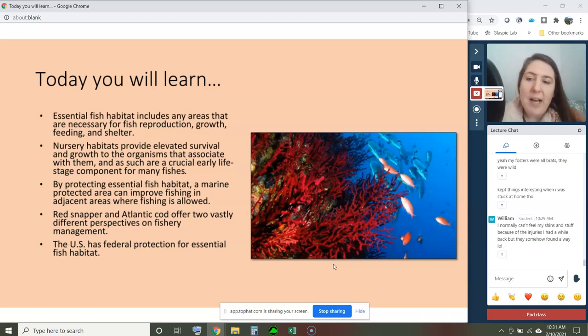The learning goals for today are essential fish habitat includes any areas that are necessary for fish reproduction, growth, feeding, and shelter. Nursery habitats provide elevated survival and growth to organisms associated with them and are a crucial early life stage component for many fishes. By protecting essential fish habitat, a marine protected area can improve fishing in adjacent areas where fishing is allowed. We'll learn that red snapper and Atlantic cod offer two vastly different perspectives on fishery management. And we'll learn about the federal protections for essential fish habitat that are offered by the United States.